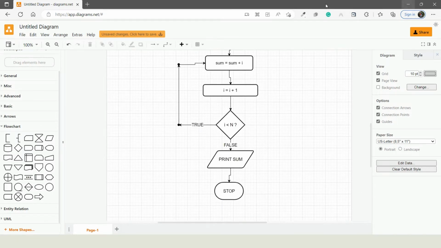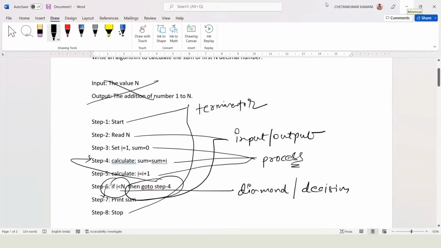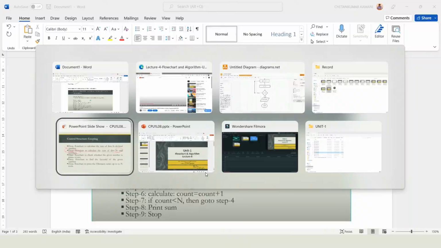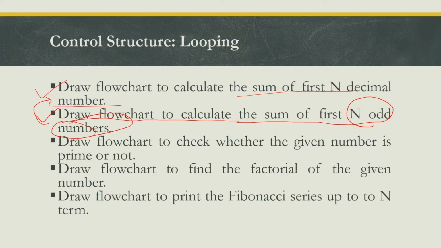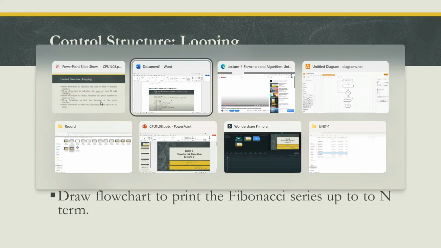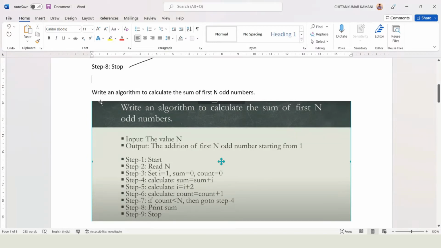Okay, so let's move further to the next problem. What is our next problem? Let me erase this. Our next problem is to draw a flowchart to calculate the sum of the first n odd numbers. Let me open the algorithm for this problem. Okay, this is the algorithm.